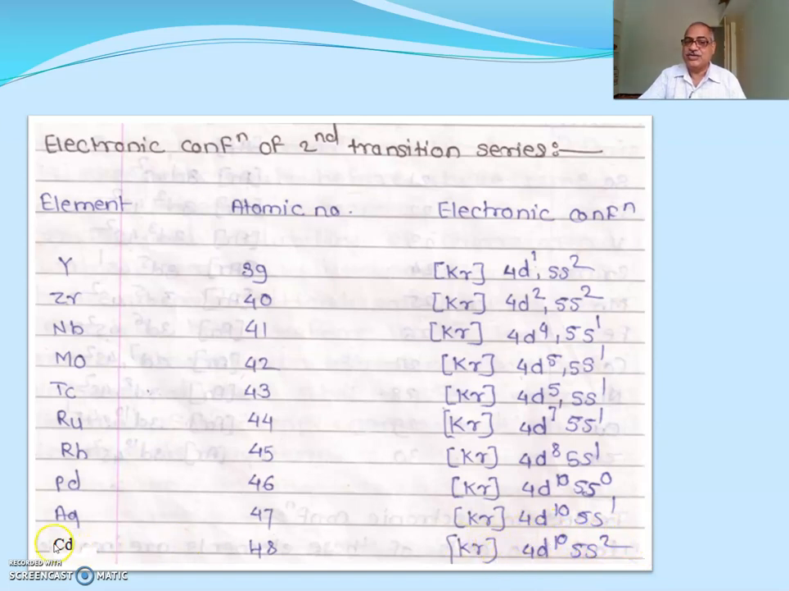In this case also, similar to zinc, cadmium is also not considered a transition element. Then we are going to see the details.